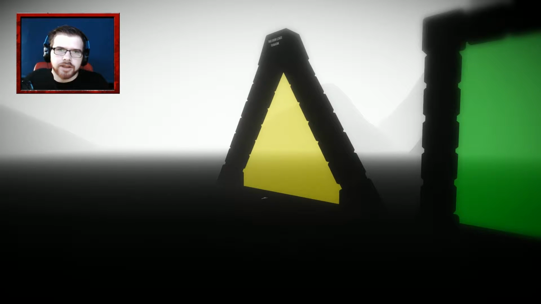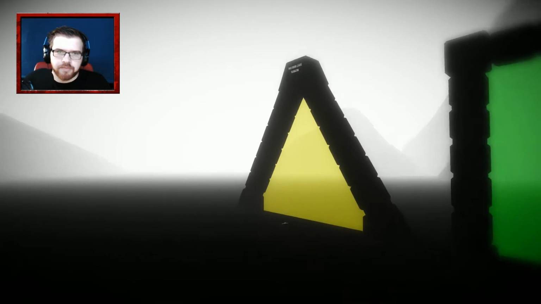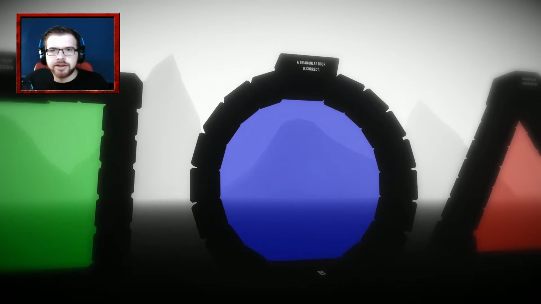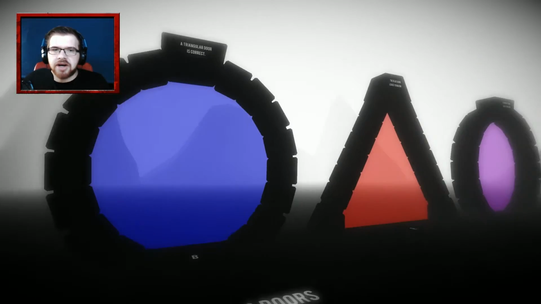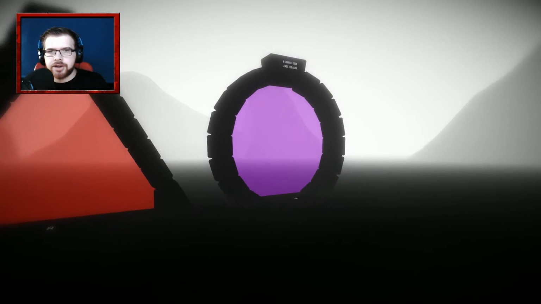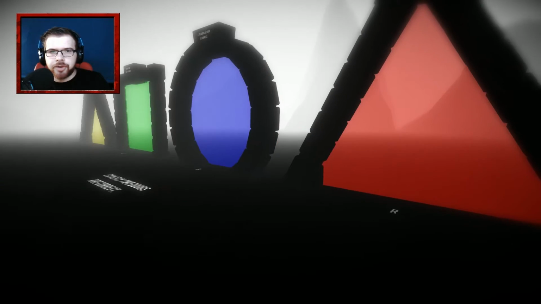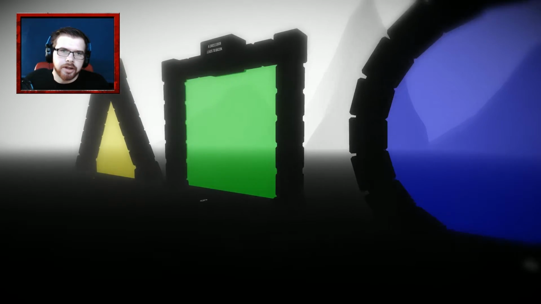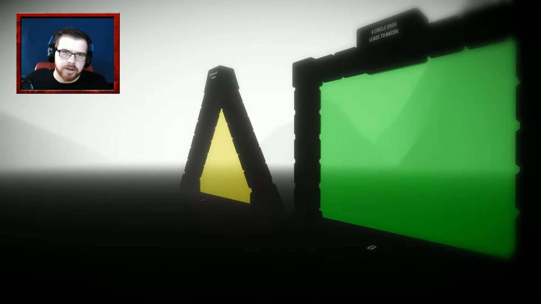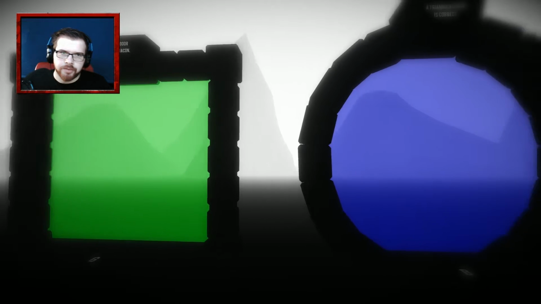Exactly two doors are correct. This door leads to bacon, makes that correct. Incorrect. Correct. Incorrect. Correct. So this door leads to bacon. Incorrect. Incorrect.